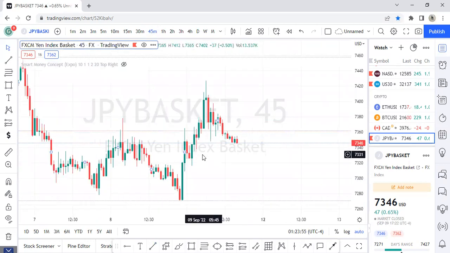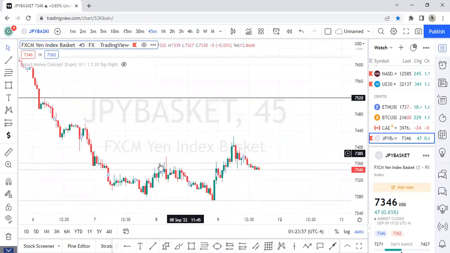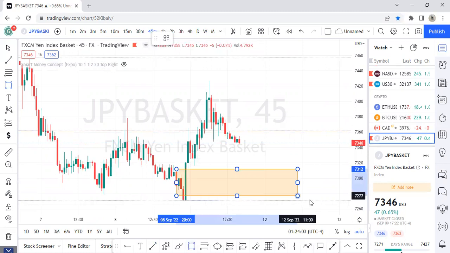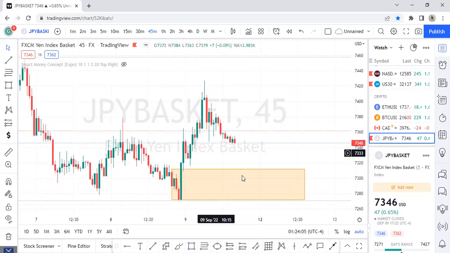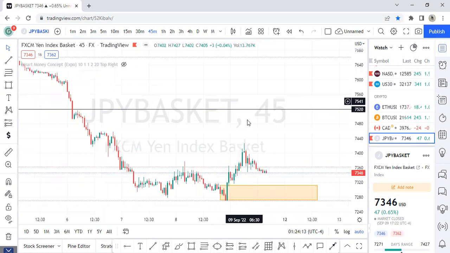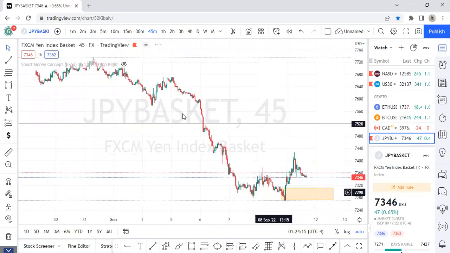Let's look at the 5 minutes. The 5 minutes is giving that bullish structure. We have a break of structure on the 45 minutes time frame, so I can highlight this for a buy. Market may likely come here and then buy. We have a change of character on the yen basket, giving us a bullish yen. We expect the market to buy a bit at least.